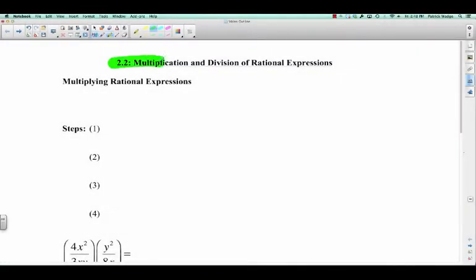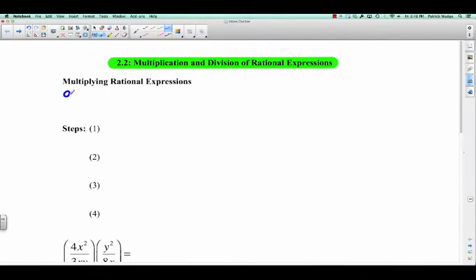In section 2.2, we're going to look at multiplication and division of rational expressions. Remember, a rational expression is of the form a over b. It's like a fraction, so you need to remember how to multiply fractions. Do you remember? I hope so.